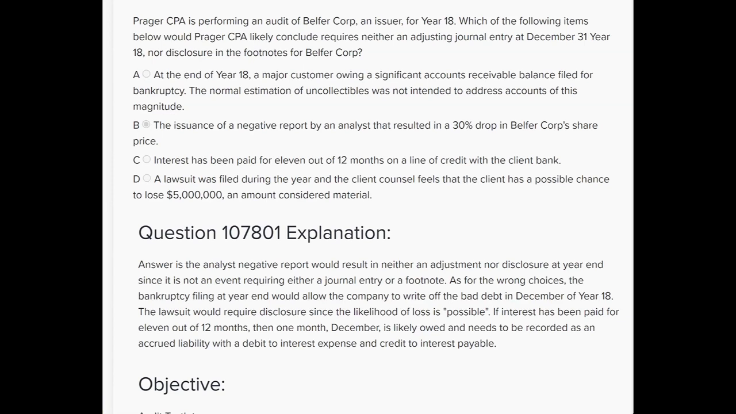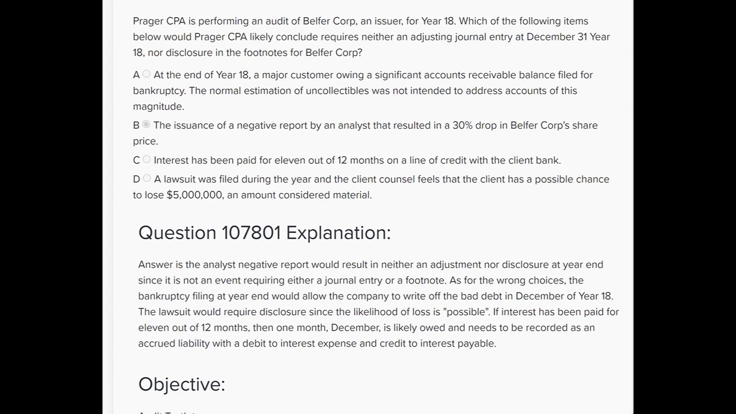How about A? At the end of year 18, a major customer owing a significant accounts receivable balance filed for bankruptcy. The normal estimate of uncollectibles was not intended to address accounts of this magnitude. So that's going to require a journal entry, and since it happened at the end of year 18, not even in the subsequent period, but still at the end of 18, you would just make an adjustment.